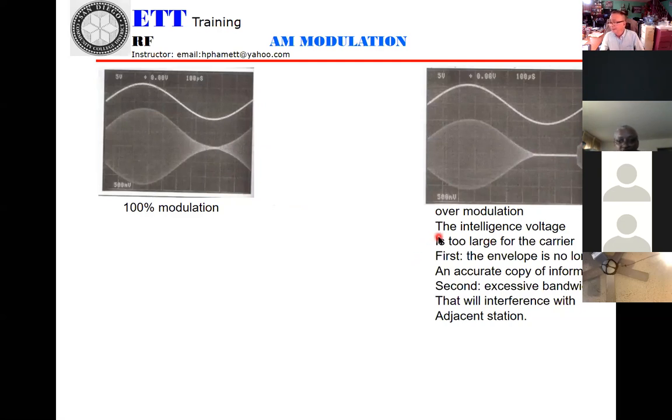What they said in here: the intelligent voltage is too large for the carrier. That means your voice voltage is larger than the carrier voltage. First, the envelope is no longer an accurate copy of the information. The second thing, excessive bandwidth that will interfere with adjacent stations. Okay? Very good explanation for you. Make sure you keep reading, okay?